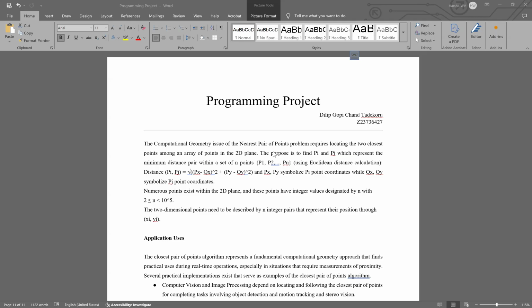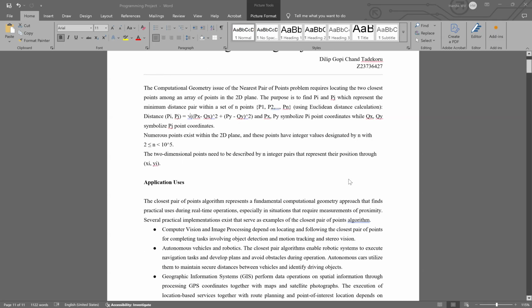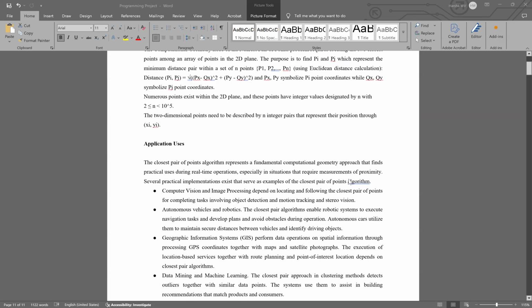In this problem, we are finding the distance between 2 points using the Euclidean distance formula. That is, the distance between points Pi and Pj is the square root of (Px minus Qx) squared plus (Py minus Qy) squared, where Px, Py symbolizes the point Pi and the coordinates Qx, Qy symbolizes the point Pj.